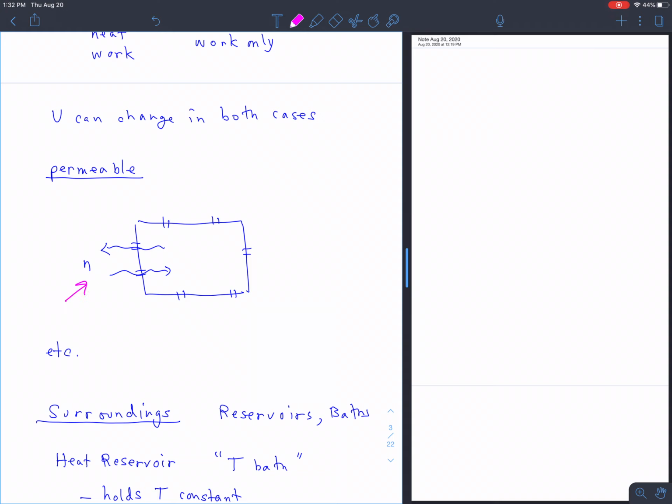But oftentimes out here there'll be a P bath, there'll be a T bath, or there'll be a chemical potential bath. And those things hold pressure, temperature, and chemical potential. We haven't talked about that much. Most people probably haven't seen the use of chemical potential much before, but we will talk a lot about it in this class. It's very important for chemistry. So those are the variables that are held constant.